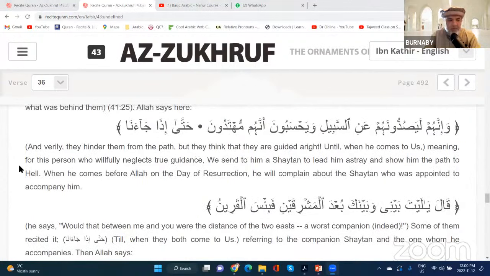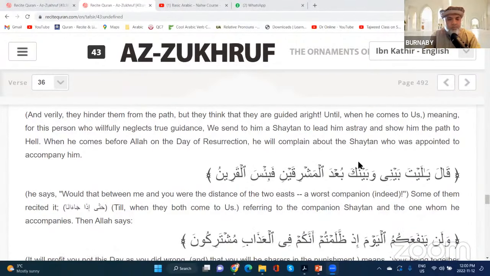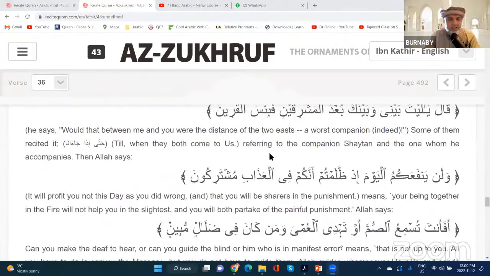Until when he comes to us, meaning for this person who willfully neglects true guidance, we send to him a shaitan to lead him astray and show him the path to hell. When he comes before Allah on the day of resurrection, he will complain about the shaitan who was appointed to accompany him. He says that between me and you were the distance of the two easts, a worse companion indeed. Some of them recited it hatta iza ja'ana, until when they both come to us, referring to the companion shaitan and the one whom he accompanies.